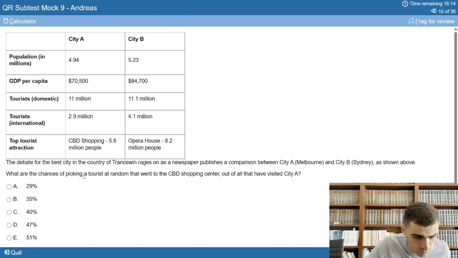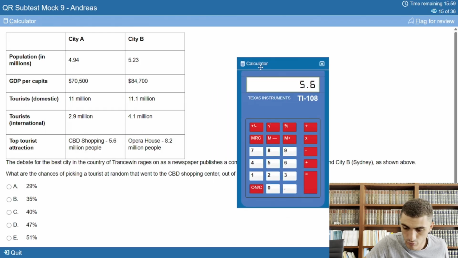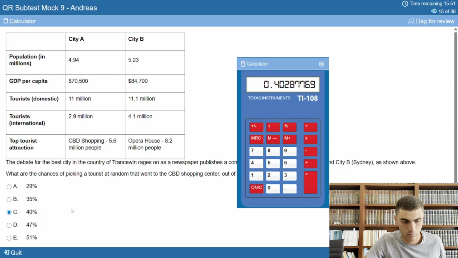What are the chances of picking a tourist at random that went to the CBD shopping center out of all that have visited CTA? Okay, so it's 5.6. Divide that by 13.9. So it's 40%. Yeah, it should be 40%.